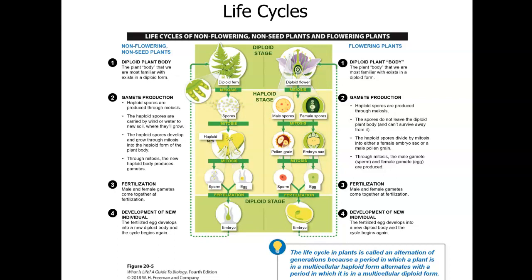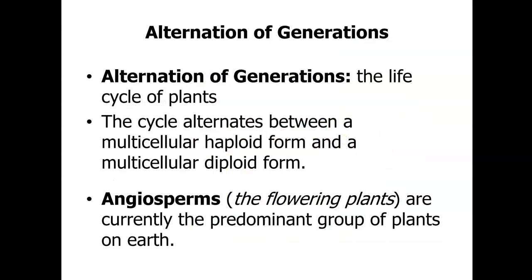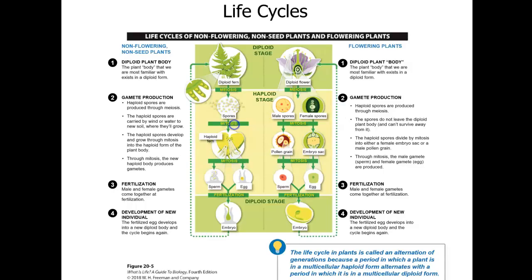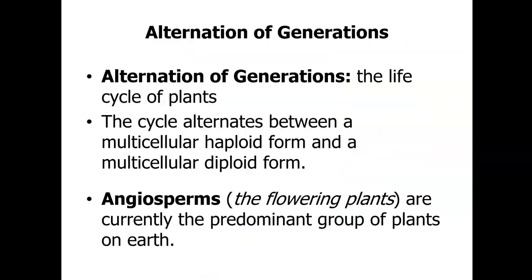And so here's just a visual of what we talked about. Sometimes we have what we refer to as the alternation of generations, and that's what we just looked at. Coming back here, so you saw how we went from a haploid to a diploid to a haploid. So with the alternation of generations, in the life cycle of plants, it's where it alternates between that haploid form and the diploid form. Now with angiosperms, which are the flowering plants, they're going to be the permanent, current, predominant group of plants on Earth. So these are the ones that we're going to have the most of right now.